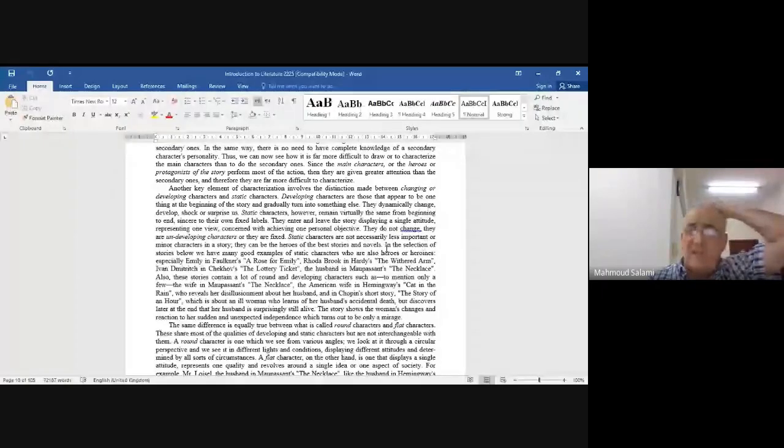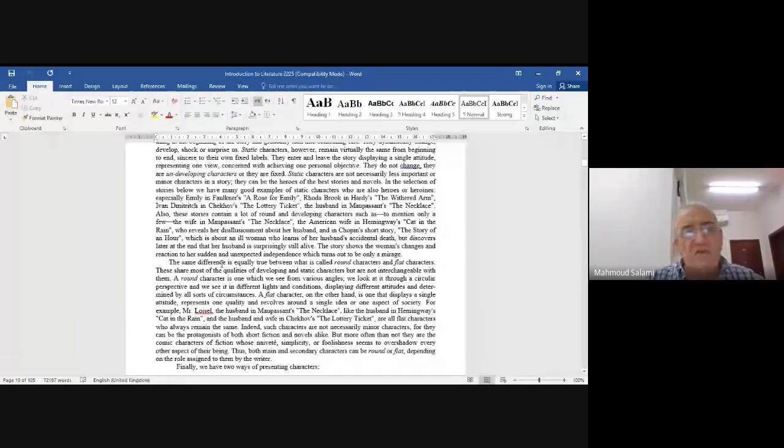These stories contain a lot of round and developing characters. I'm not saying just English novels, any novel always has what we call static or fixed, and developing or changing. And the question of being static, again, I repeat, doesn't mean that these characters are not important. And I gave you examples of that.